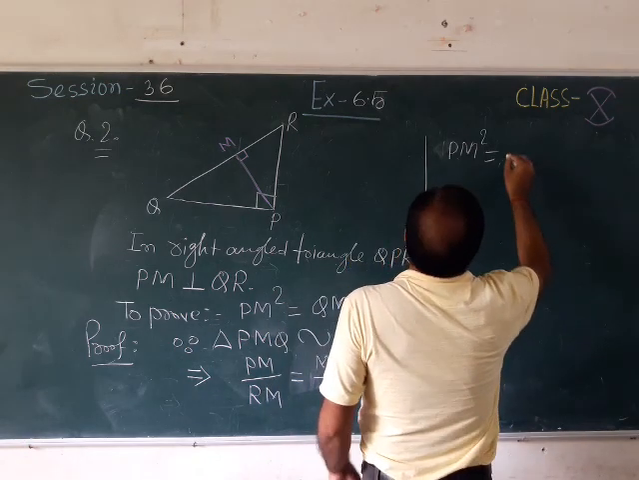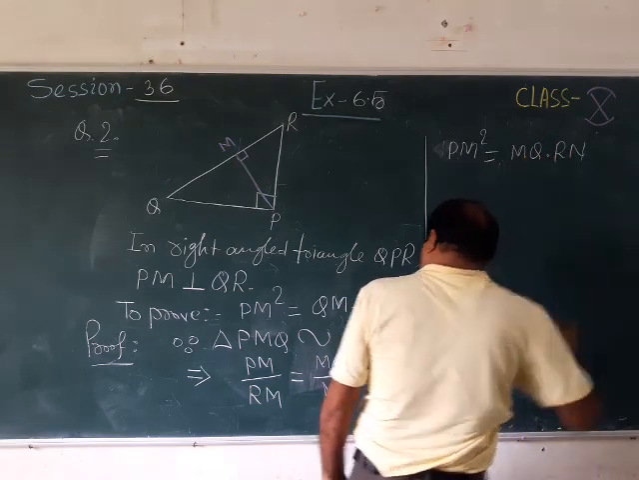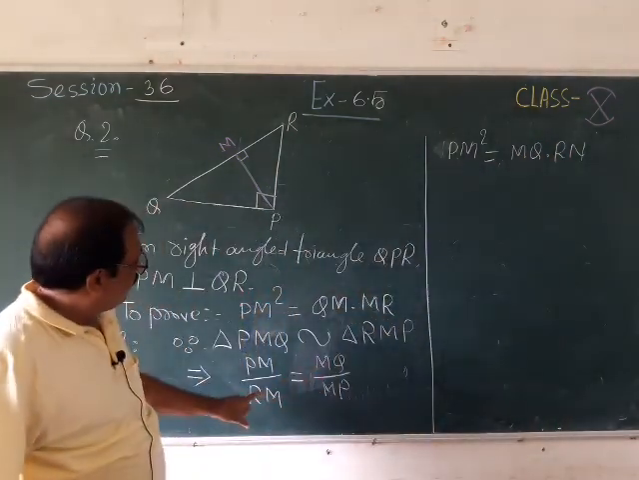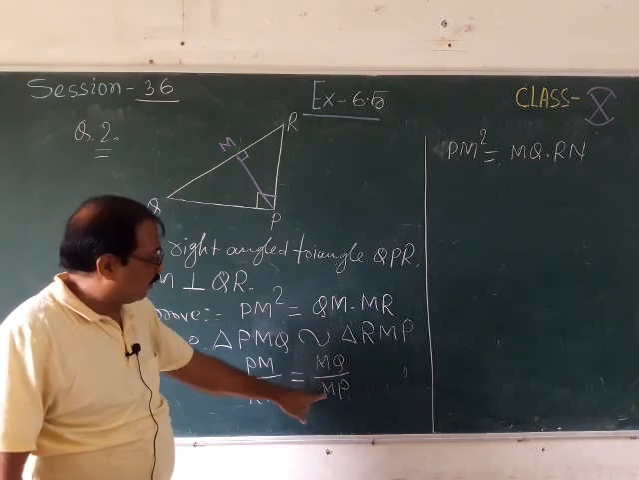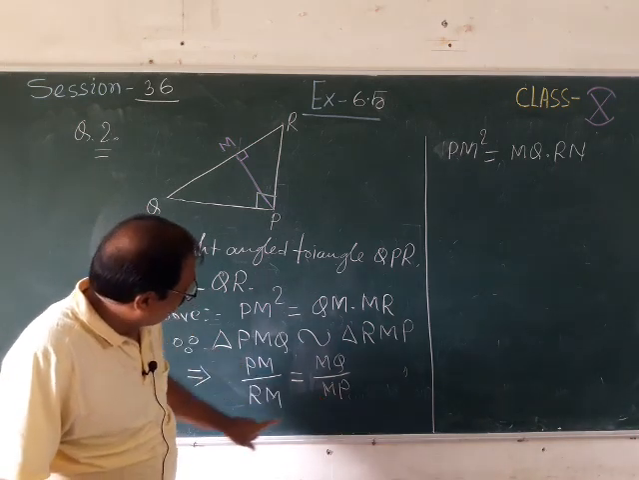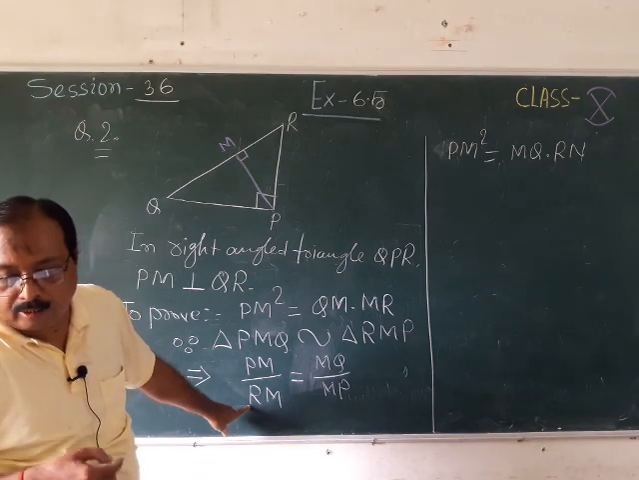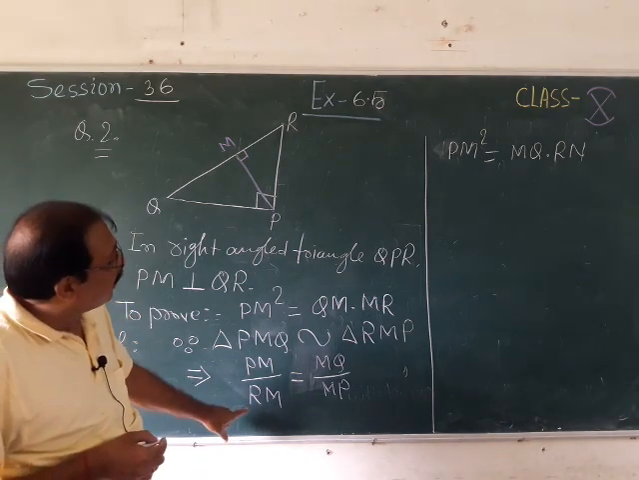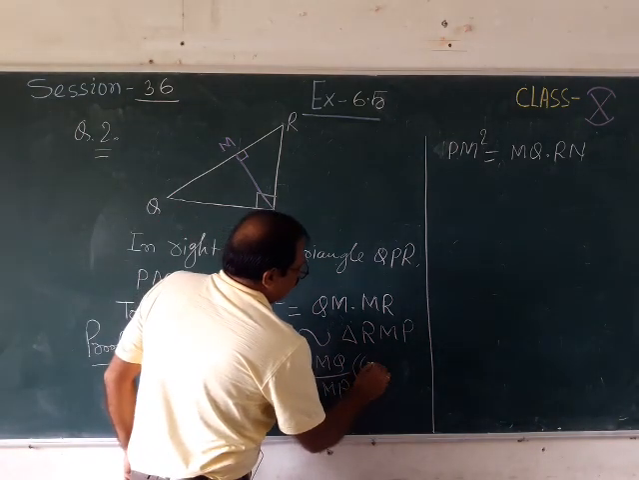MQ into RN. If you cross multiply there, you can see PM and MP are both the same thing. So if PM and MP are multiplied, you can write PM square and here MQ into RM. And I think that it was given for proof. For the reason, you can write: corresponding sides of similar triangles.